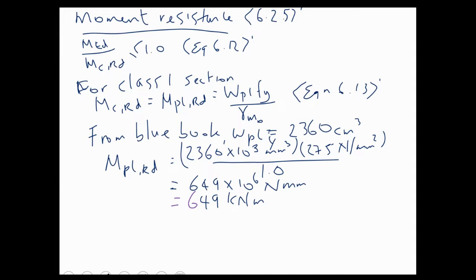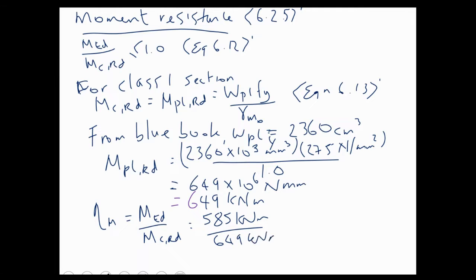So 649 kilonewton meters. And then I look at the utilization ratio, which is the demand divided by the capacity. The demand we got from our bending moment diagram, which is 585 kilonewton meters. Our capacity is 649 kilonewton meters. That gives 0.90, which is less than or equal to 1, which implies okay in bending. So it passes the check in bending.